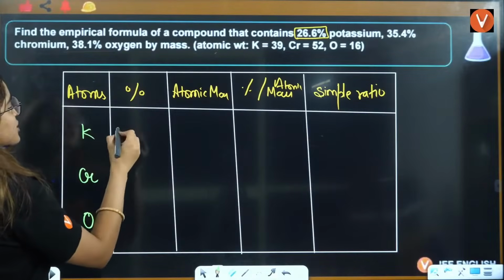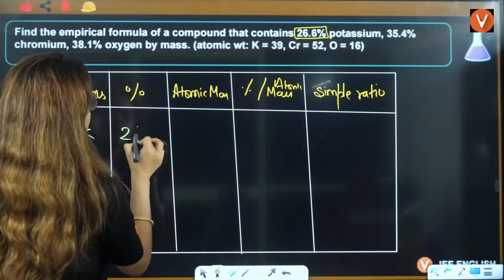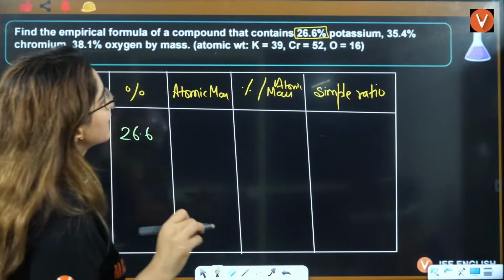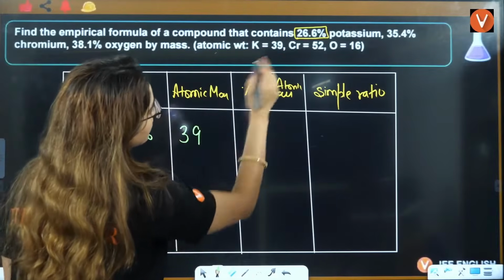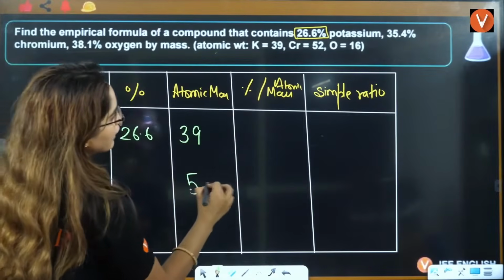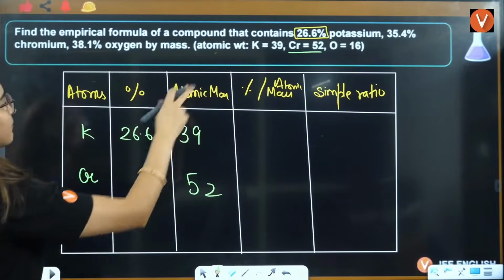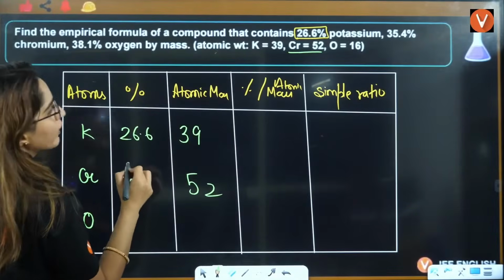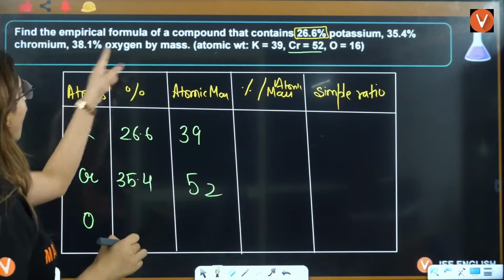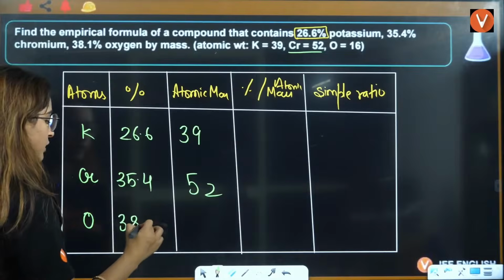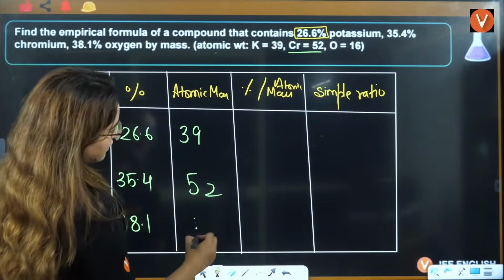So potassium percentage is given to be 26.6%, right? Molar or atomic mass is 39, right? Chromium, molar atomic mass is given to be 52, and percentage is 35.4. For oxygen, it is 38.1, right? And this is nothing but 16.